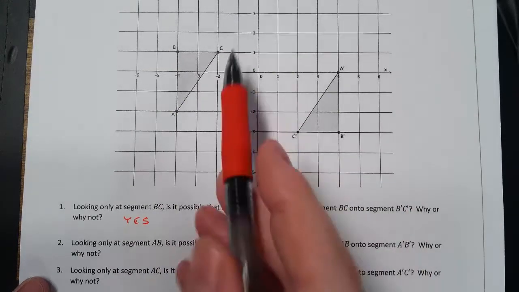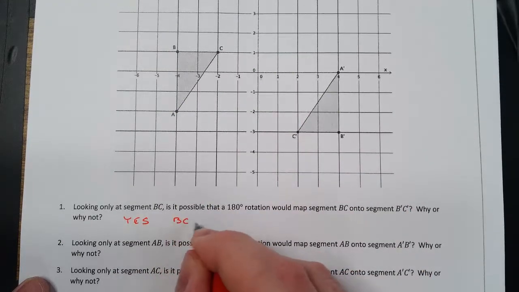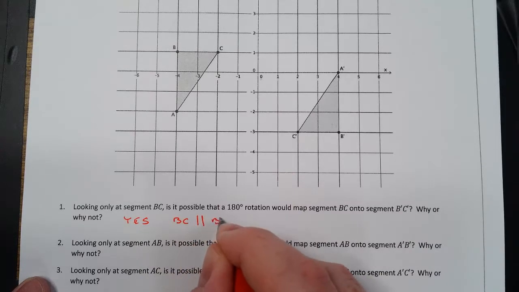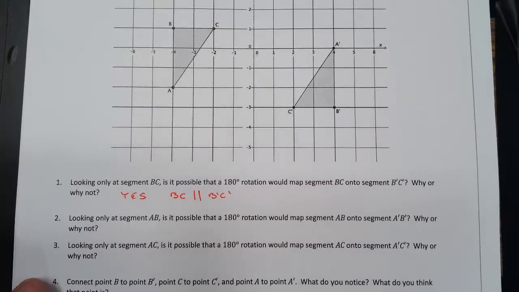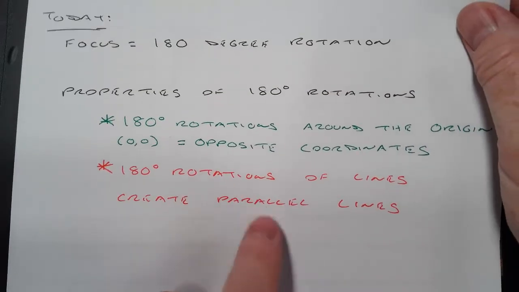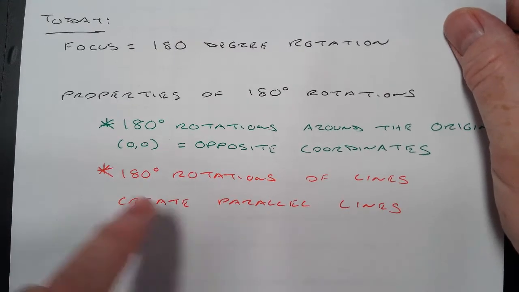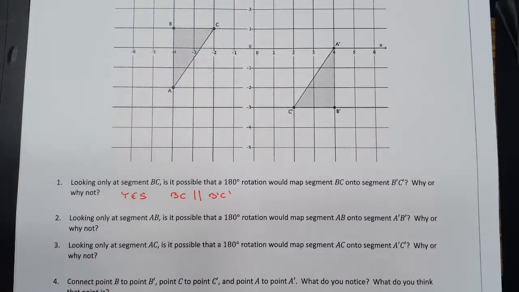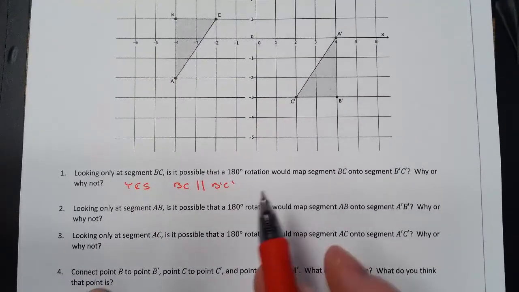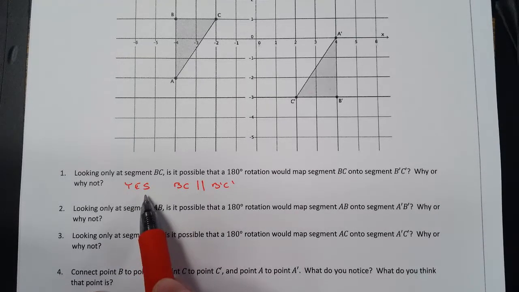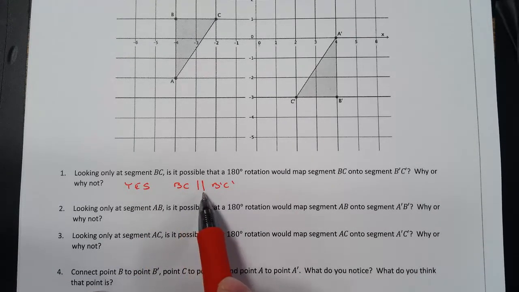And the way I know is BC is parallel with B prime C prime. And remember, our property says a 180 degree rotation makes parallel lines. So if lines are parallel, a 180 degree rotation will map them onto each other, will move them to each other, will transform them to each other. So yes, it is possible because BC is parallel to B prime C prime, and rotations make parallel lines.